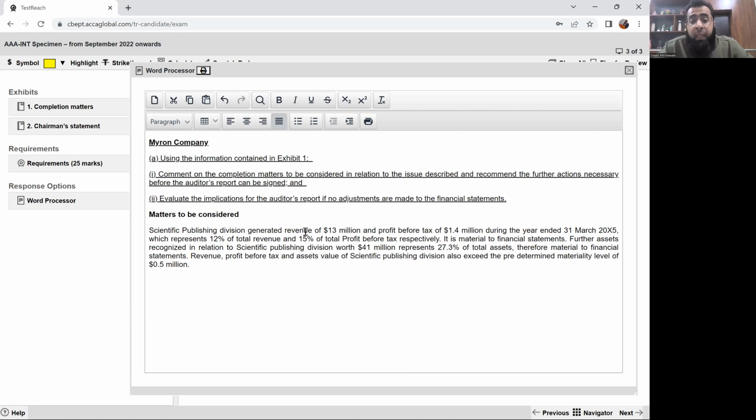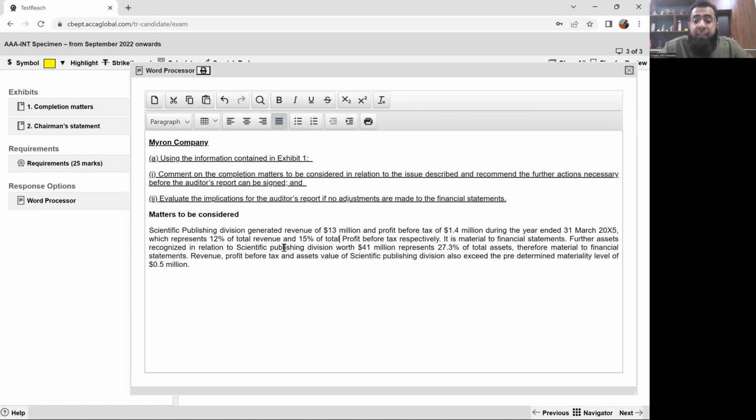Let me repeat it again. I hope you all remember that whenever we develop the answer of matters to be considered, we always start with materiality. Scientific Publishing Division generated revenue of $13 million and profit before tax of $1.4 million during the year ended 31st March 2005, which represents 12% of total revenue and 15% of total profit before tax, respectively. So we commented on the materiality because you all know that in case of revenue, we use a threshold of 0.5%. And in profit before tax, we use a lower threshold of 5%.